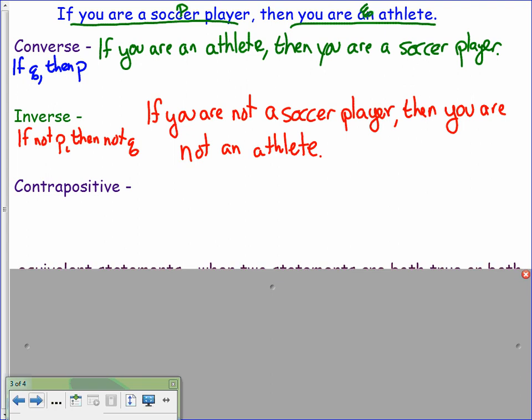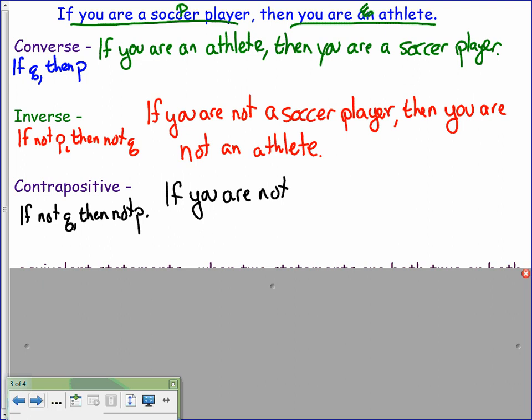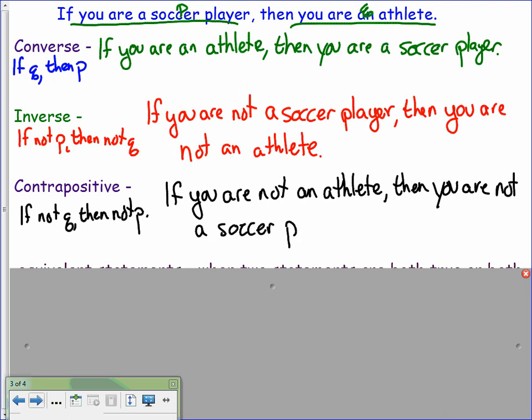And lastly, the contrapositive, if not Q, then not P. If you are not an athlete, then you are not a soccer player.